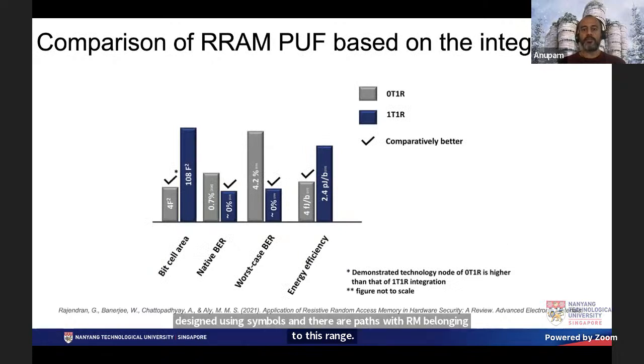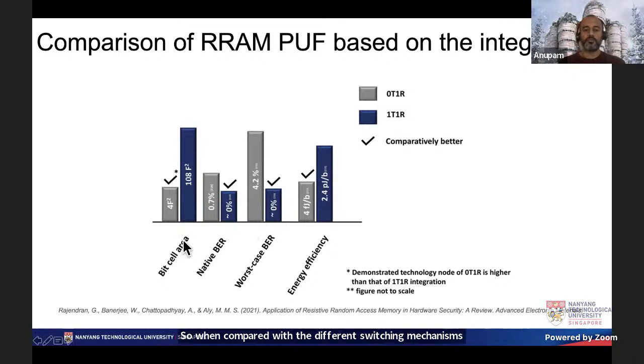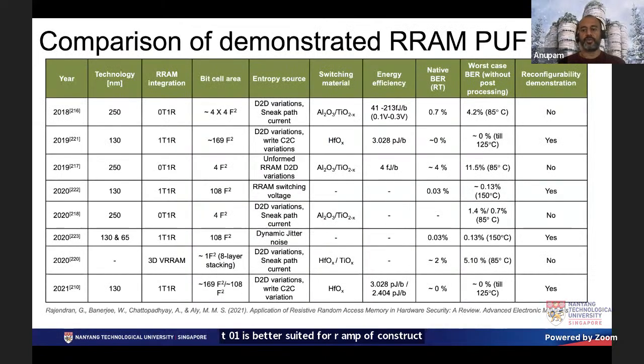When compared with different switching mechanisms, 0T1R and 1T1R, we figured out that comparatively better energy efficiency is achieved with the 0T1R, and the bit cell area is also lower for this. So in general, 0T1R is better suited for RRAM PUF constructions. This is a more detailed table that you can also find in the reference paper.